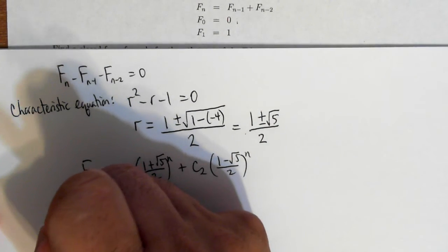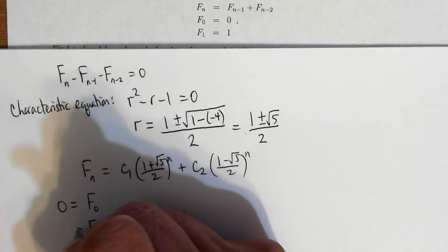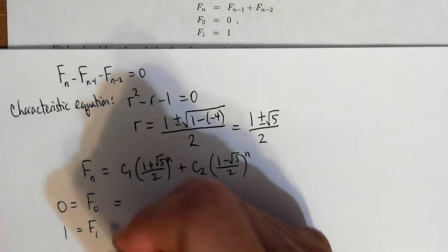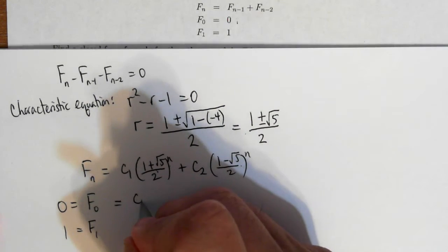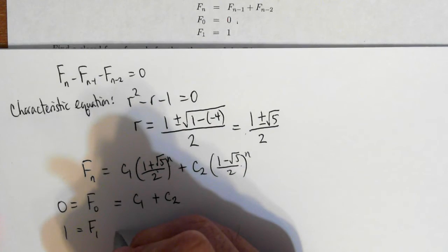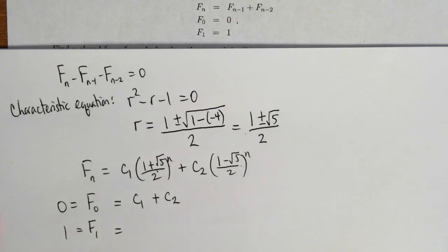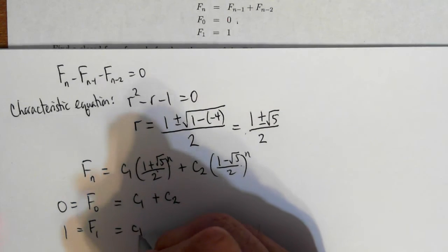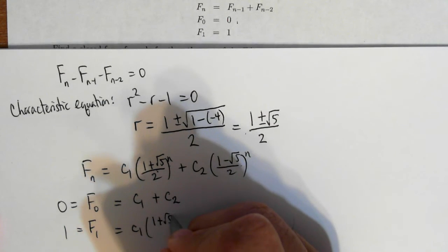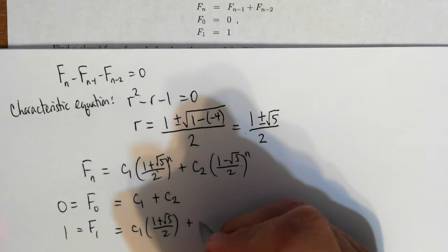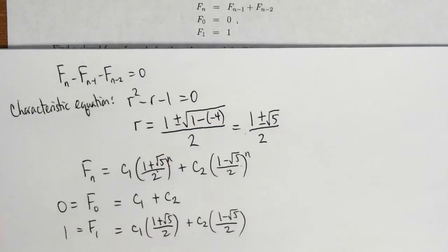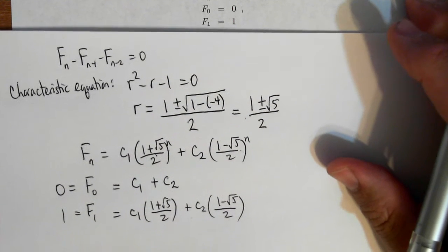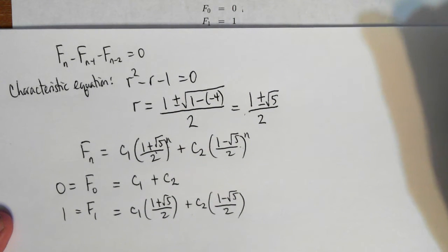So f of 0 is supposed to be equal to 0. F of 1 is supposed to be equal to 1. On the right, if n equals 0, then both of these things are equal to 0, so that's just simply c1 plus c2. And then if n equals 1, we just simply get the numbers by themselves: c1 times 1 plus square root of 5 over 2 plus c sub 2 times 1 minus square root of 5 over 2. And so I now have two equations in two unknowns, and I need to solve for c1 and c2.